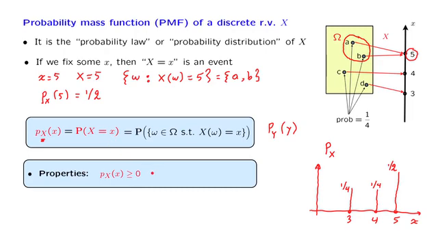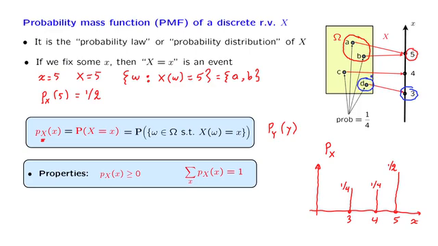In addition, since the total probability of all outcomes is equal to 1, the probabilities of the different possible values of the random variable should also add to 1. So when you add over all possible values of little x, the sum of the associated probabilities should be equal to 1.